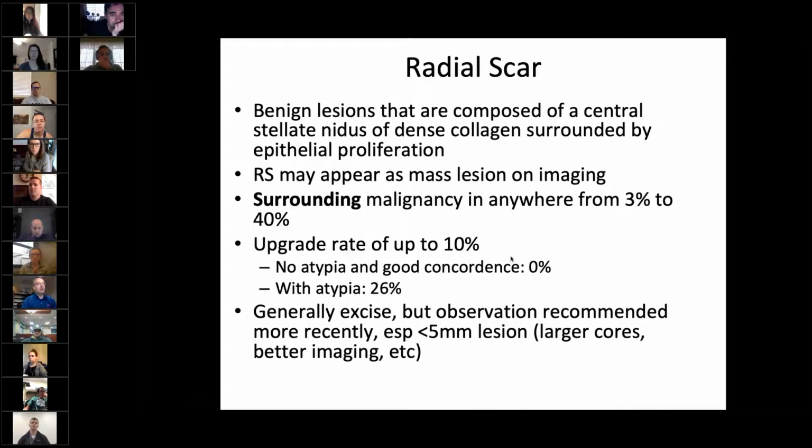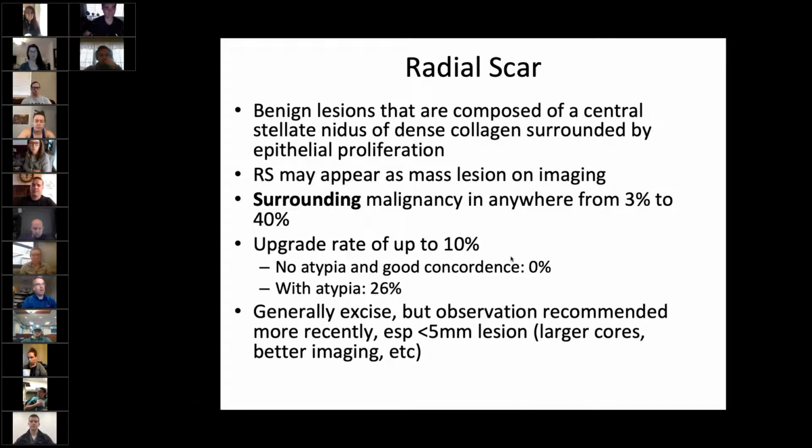And, you know, some papers say, these are from review papers, basically a lot of these stats. So some papers will say, well, we excised all of them and we found malignancy in 40%. So is that a surrounding malignancy or a malignancy within? I would say it's almost always a surrounding malignancy, but that's probably hard to break down when you're doing a retrospective review of your institutional data.